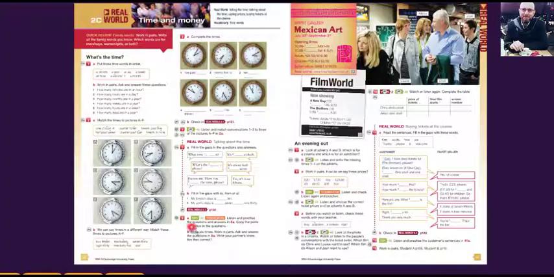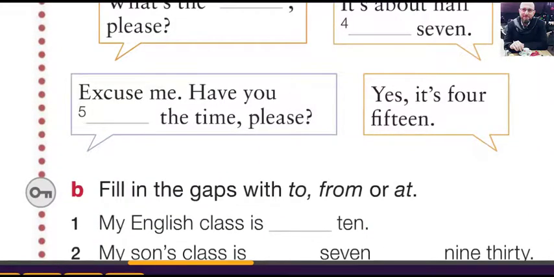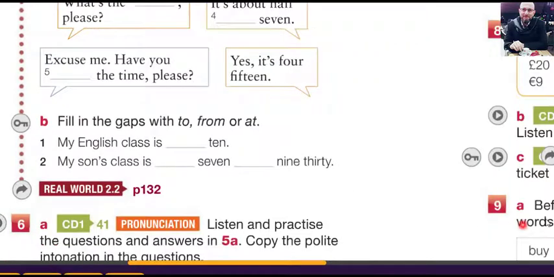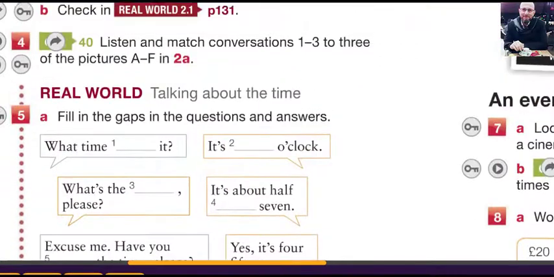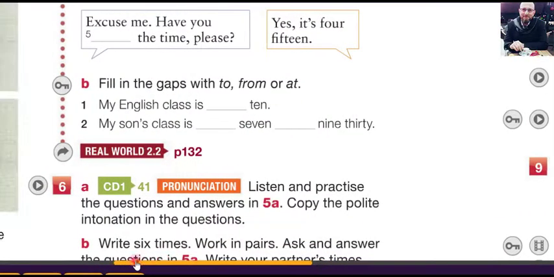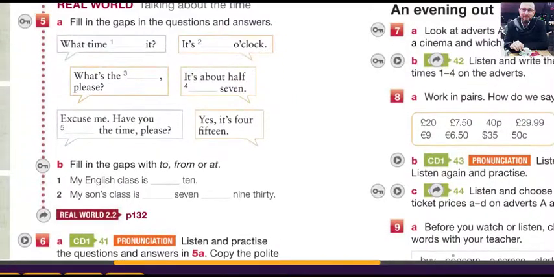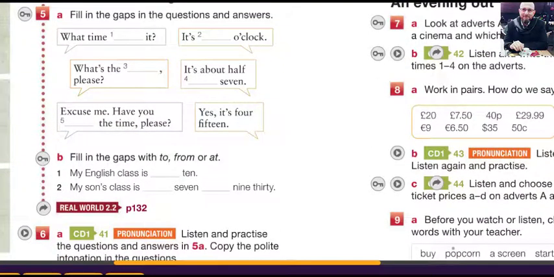Okay, guys, so here, listen and practice the questions and answers in 5A. So here we have the same recording. We listen to it. Okay, let's see. So these are the questions, 5A. Listen and practice.